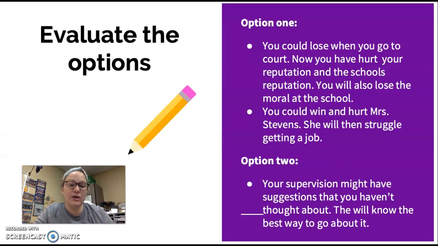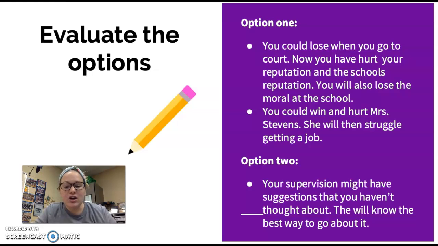Next, evaluate the options. Option 1, you could lose when you go to court. This will hurt your reputation. This will hurt the school's reputation. You will lose the morale because it seems like it has really good morale with the school. You're going to lose that. You could win, and if you win, that's going to hurt Mrs. Stevens. She's going to struggle to find another job.